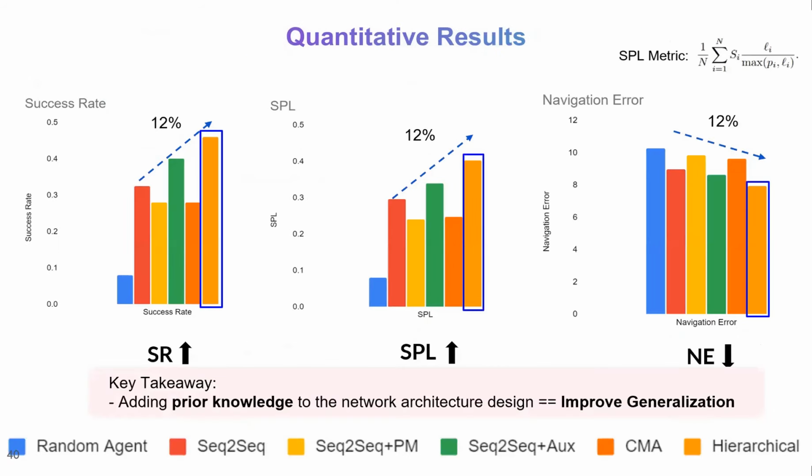How do we evaluate our approach? We measure success to the goal, as well as success weighted by path length. And we introduce a suite of flat baselines in RoboVLN. And as you can clearly see from the orange bar here, our proposed approach, which uses a hierarchical structure for the RoboVLN problem, outperforms all the baselines, achieving a 13% improvement in SPL over the best performing baseline, as well as a 10% improvement in success rate. And the key takeaway here is that adding prior knowledge to the network design really helps us have an improved, generalizable system.